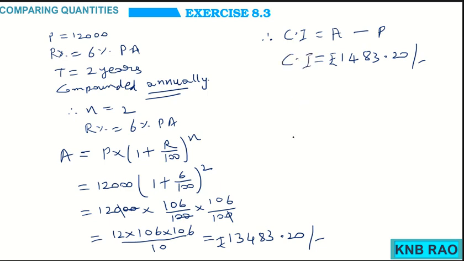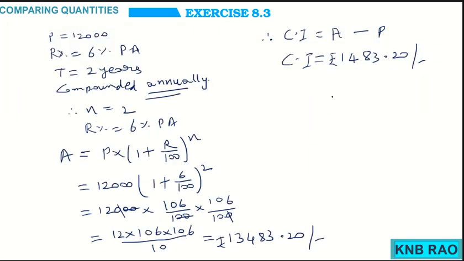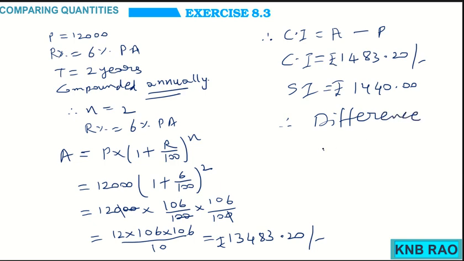You know, earlier we got simple interest as 1,440 and compound interest as 1,483 rupees 20 paise. Now you know the difference, therefore the difference is 43 rupees 20 paise. So always compound interest will yield more than simple interest. Okay, this is how we solve this question.